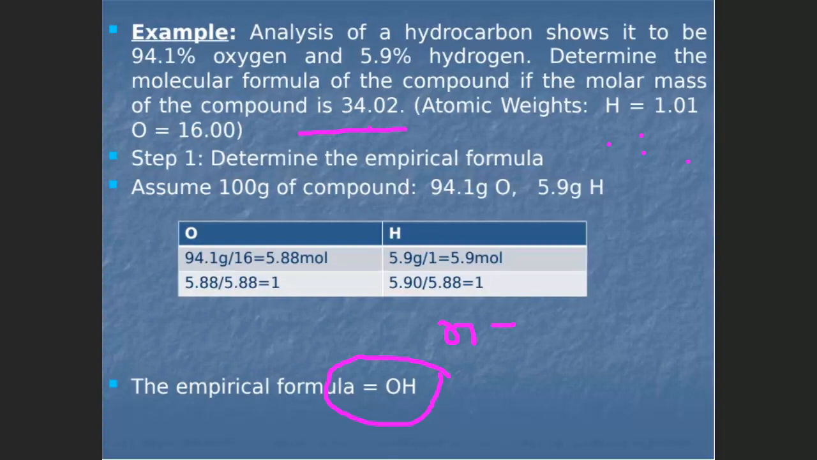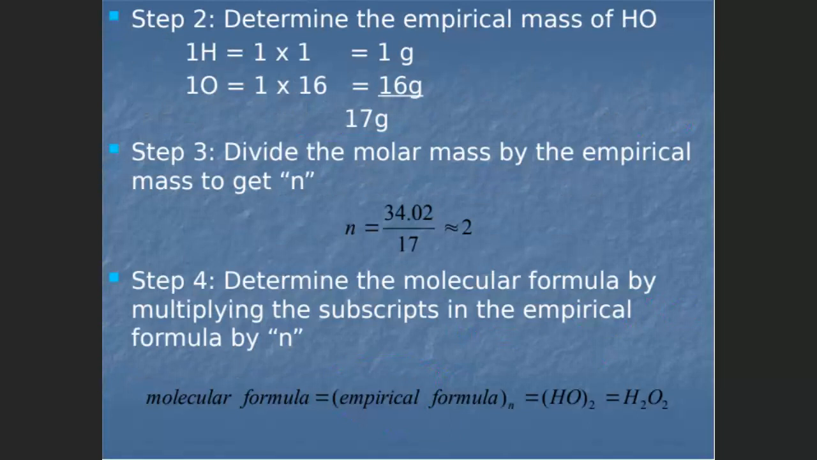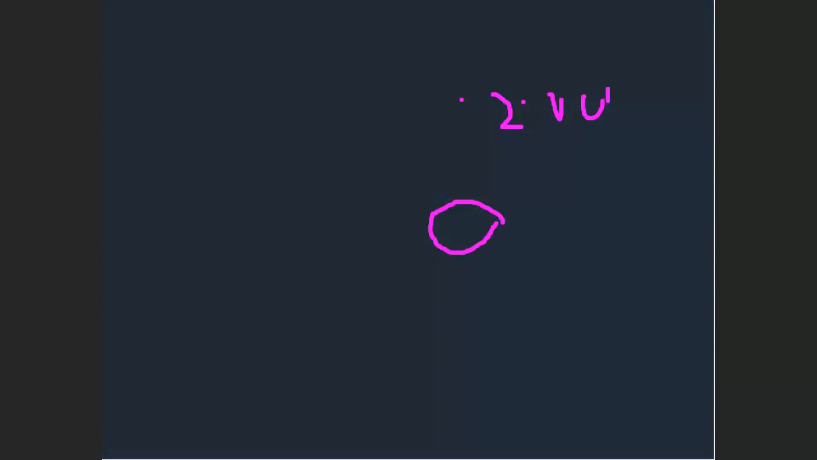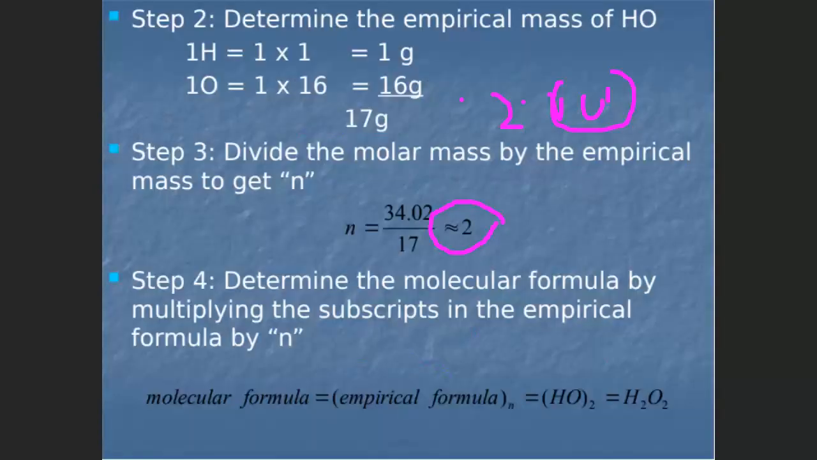So 34.02, and the empirical mass you need to calculate: oxygen 16 plus hydrogen 1, 17. So hopefully you will get your n. As I said, if you see that it's coming 2.001, we can neglect those small amounts. Even if we find 1.99295, we can round up to 2. That's how here we got 2.